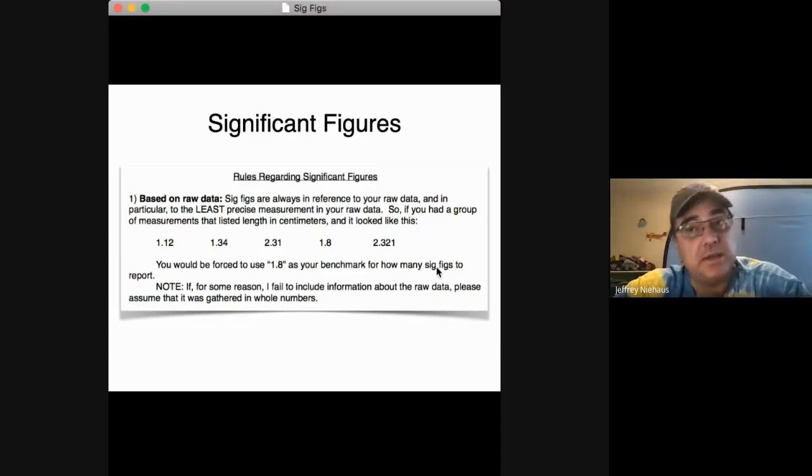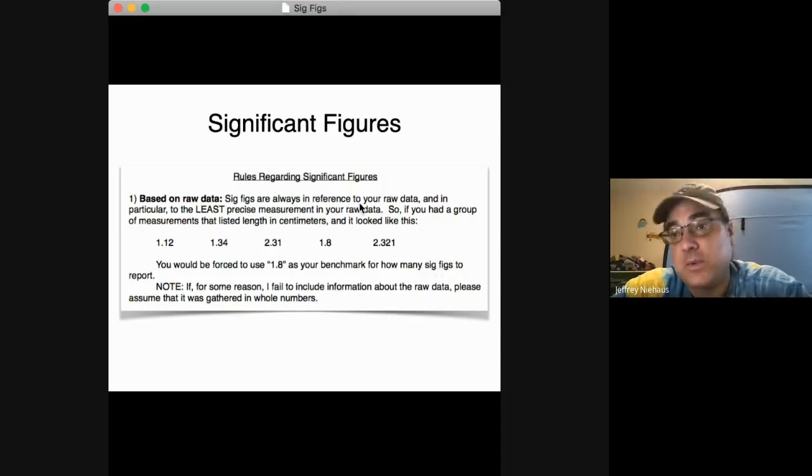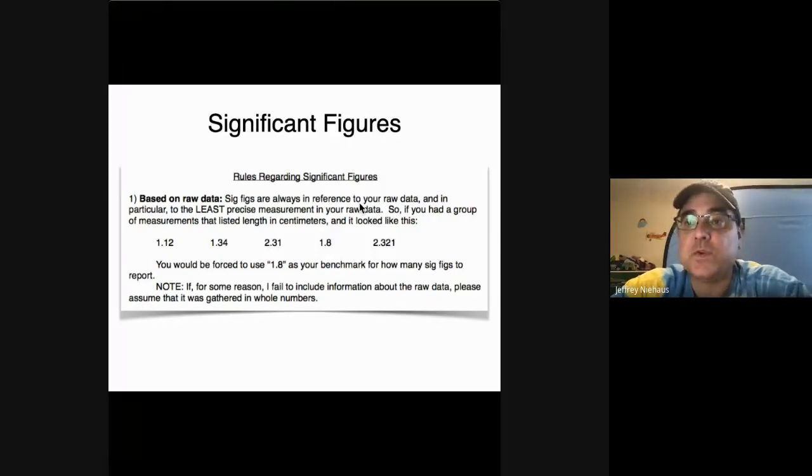It also nicely standardizes answers so that it's easier to know that we're all giving the right answer on an exam. Okay. So added a little bonus for me. But here are the rules for doing significant figures in this class. Your significant figures are always based on the precision of the raw data that you collected in the first place.